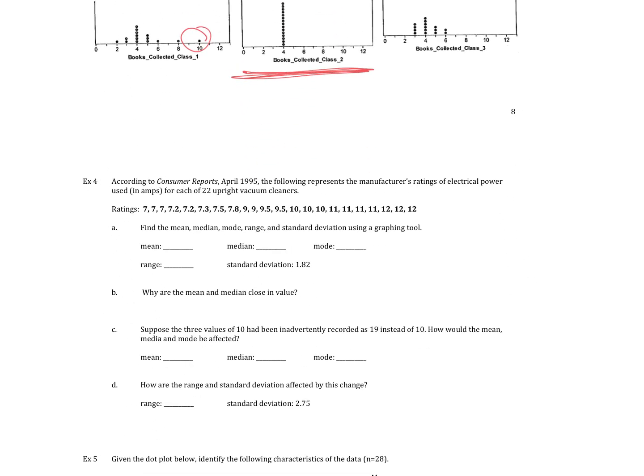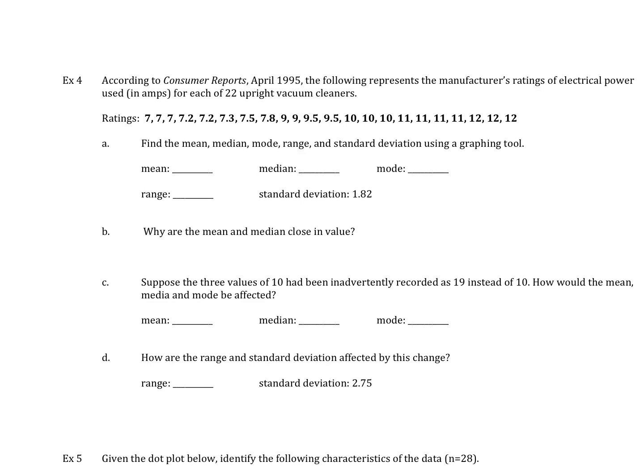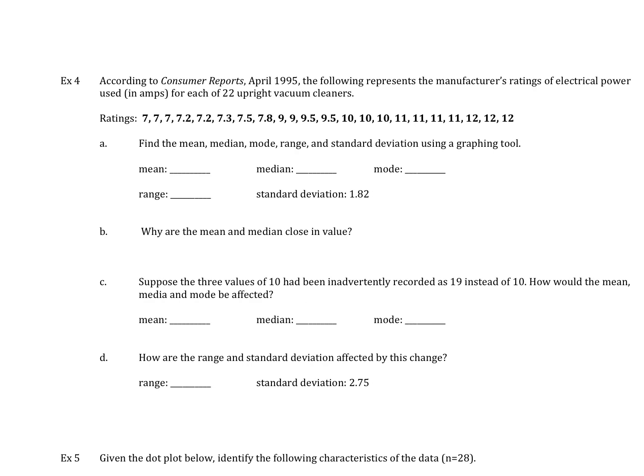All right, let's take a look at example 4. For these next sets of examples, example 4 that is, it gives you a list of data. It wants you to find mean, median, mode, range, and then it gives you the standard deviation. And then it has some questions that it wants you to answer. So go ahead, pause the video.